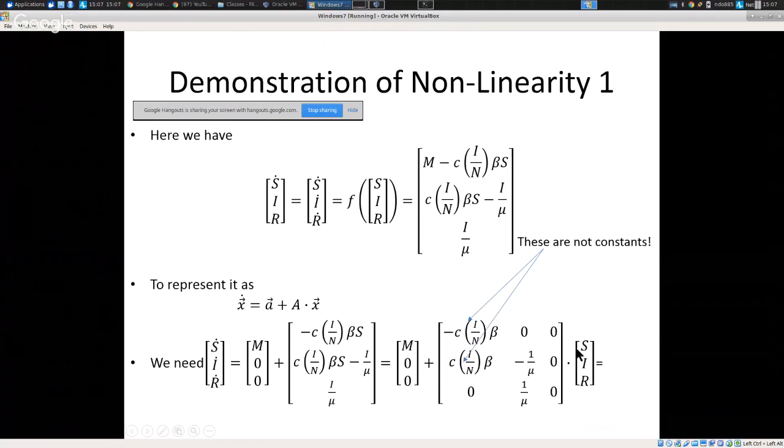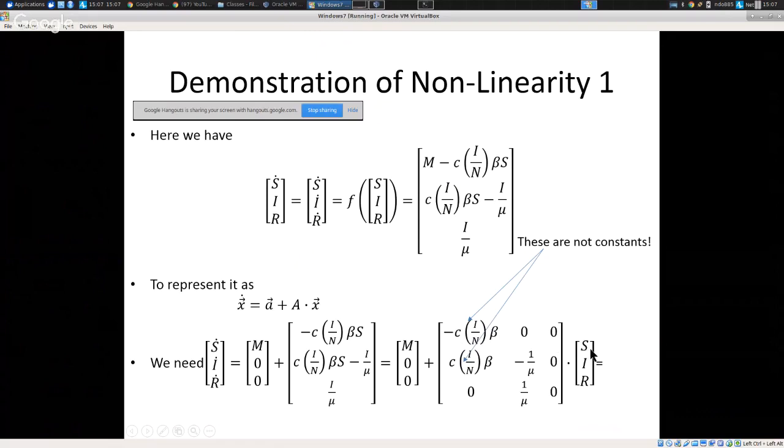So where does this c minus c times I over n times beta come from? Where does that come from? Which term up here? Sorry? Yeah, it's this one here. Why isn't there an S down here?